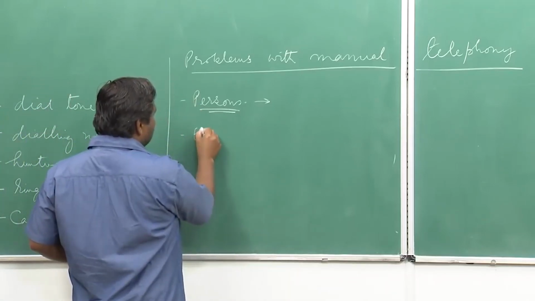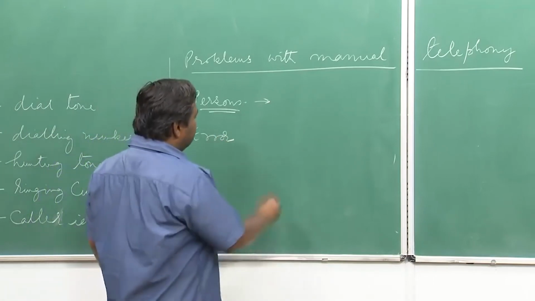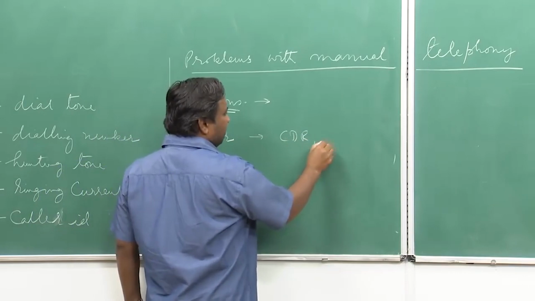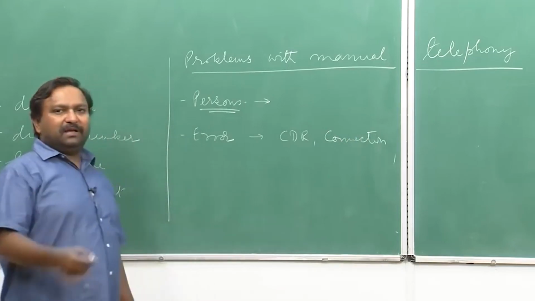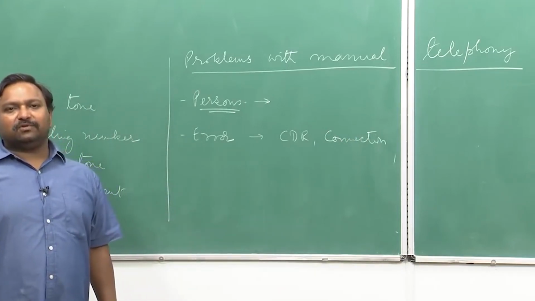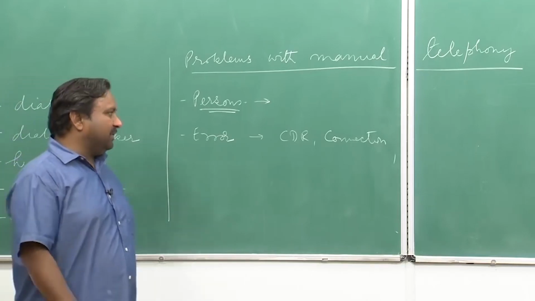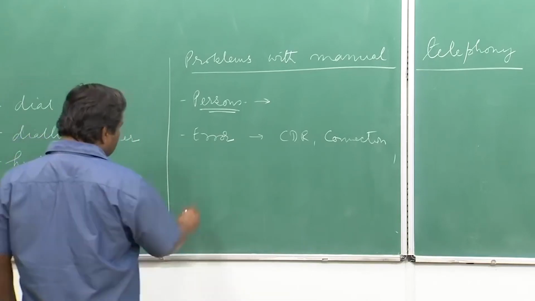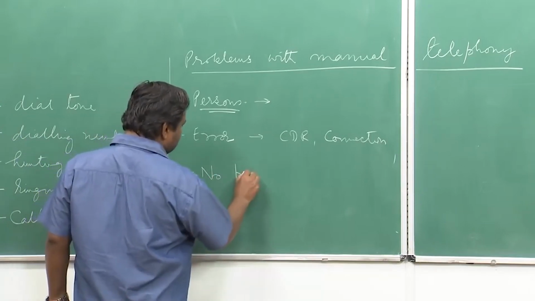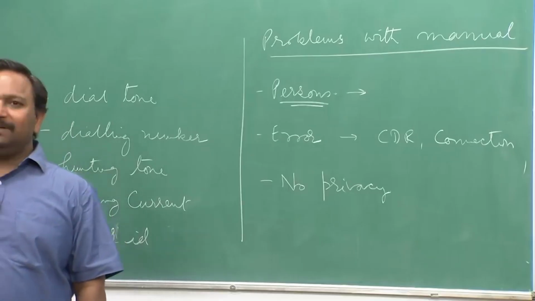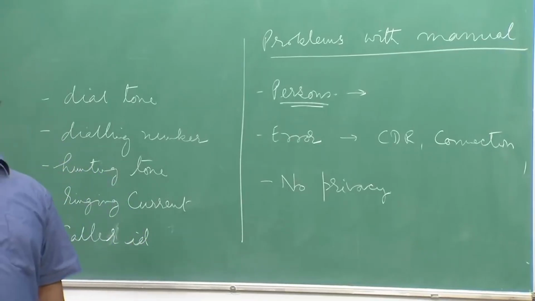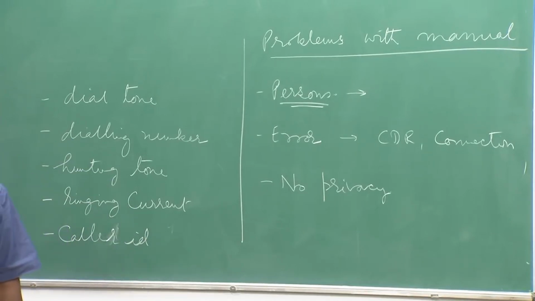There can be errors, it is an error prone system: errors in the CDR, errors in connections, and of course, sometimes errors in seeing the signals and hence not responding, okay, it is not equipment failure. And of course, the worst thing, there is no privacy. If you want privacy on these kinds of systems, you should talk in coded language, that is the only privacy you can maintain. The operator can listen to whatever communication is happening.